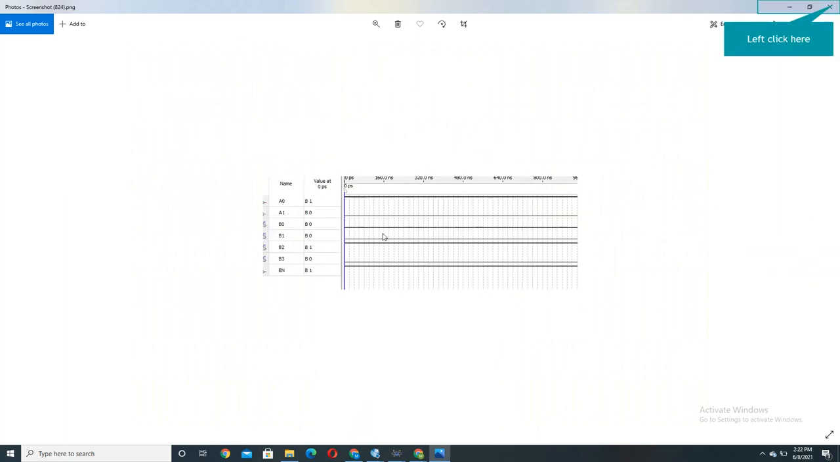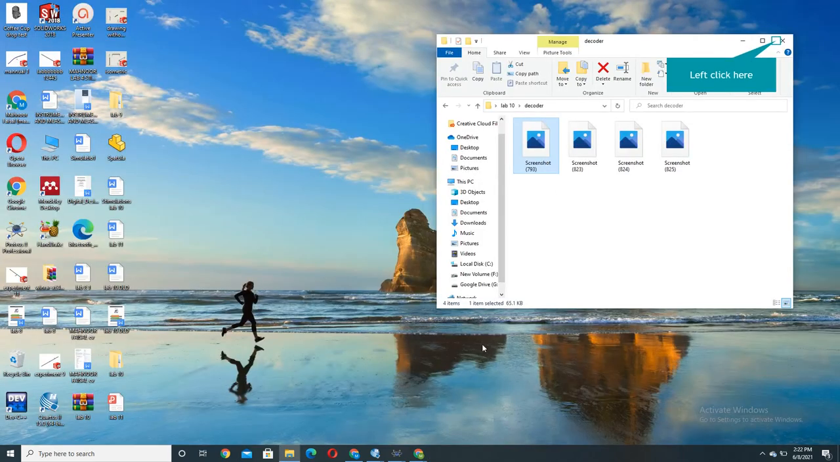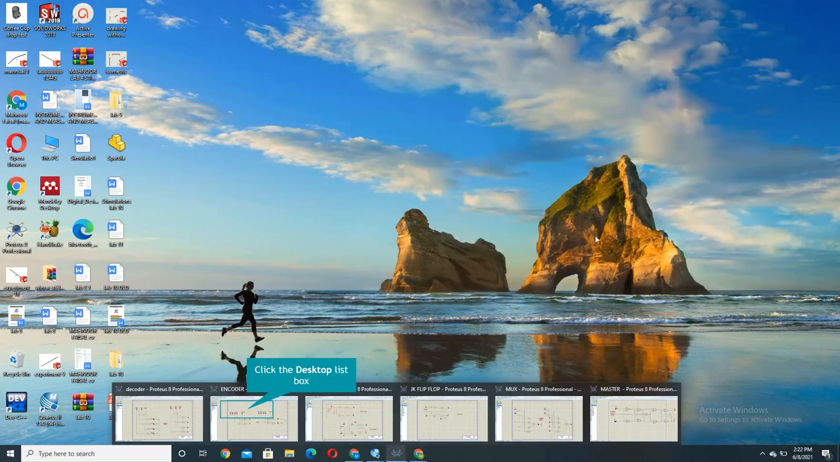You can also see in the waveform that it is giving the correct answer. If B0 is 1 and our B2 enable is 1, then our B2 is equal to 1. That is C, and that is the correct answer. After that, we have done the decoder.